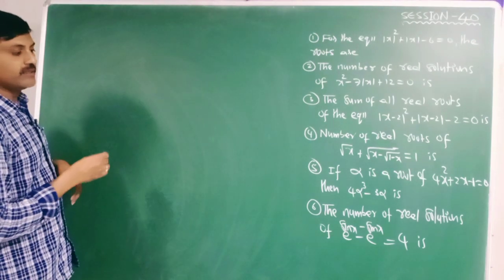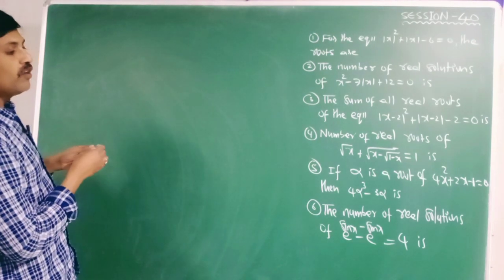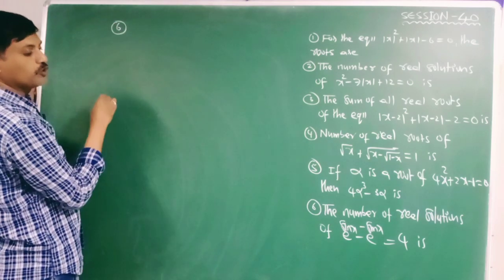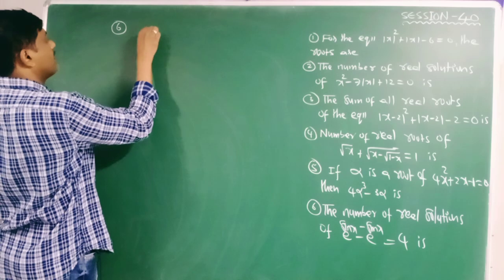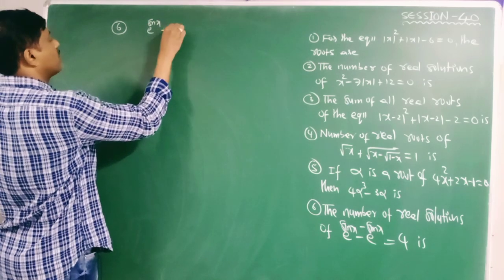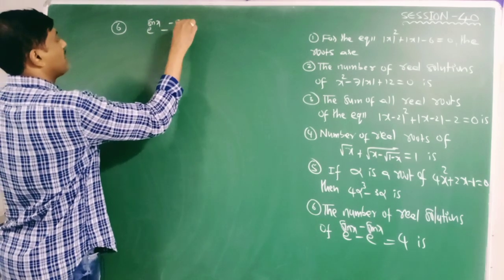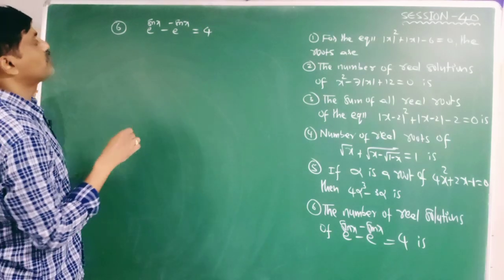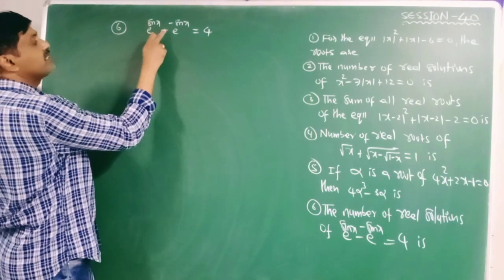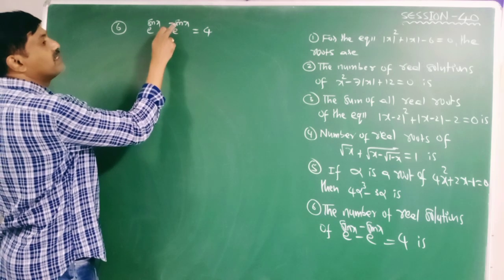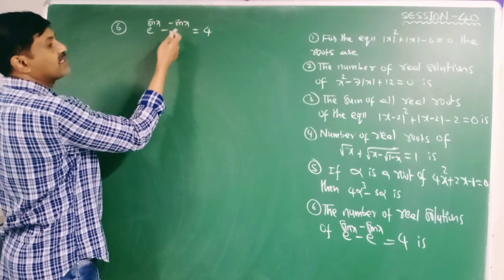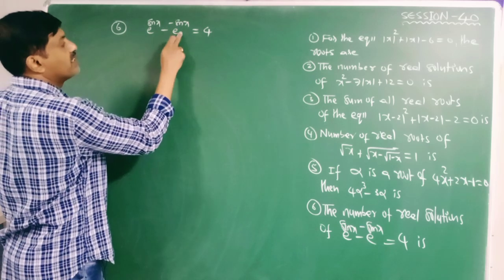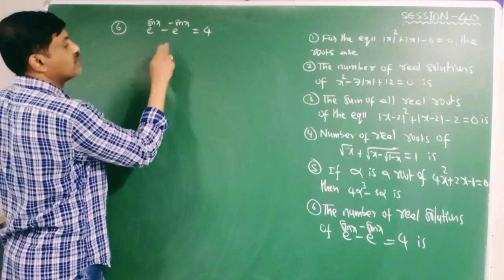Let's move on to the next question. The number of real solutions of e power sin x minus e power minus sin x is equal to 4. Now we have to find the number of real solutions. Here e power minus sin x is nothing but 1 by e power sin x. If you consider it as t, e power minus sin x will become 1 by t.